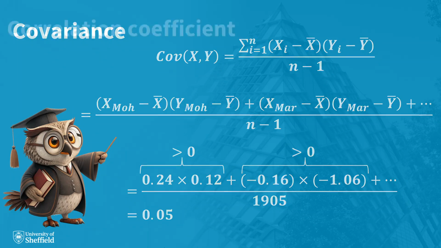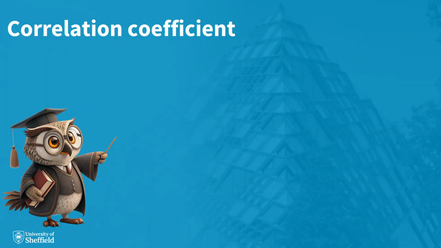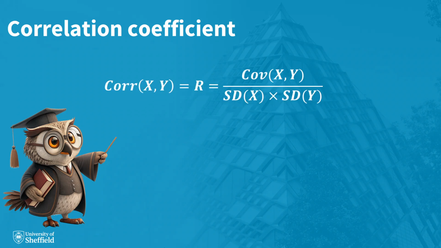We can now find the correlation between our two variables, x, wealth of household, and y, child's height for age. By dividing the covariance by the product of the two standard deviations, we can derive the correlation coefficient, which is often denoted by the letter r. This is always a number between -1 and 1.